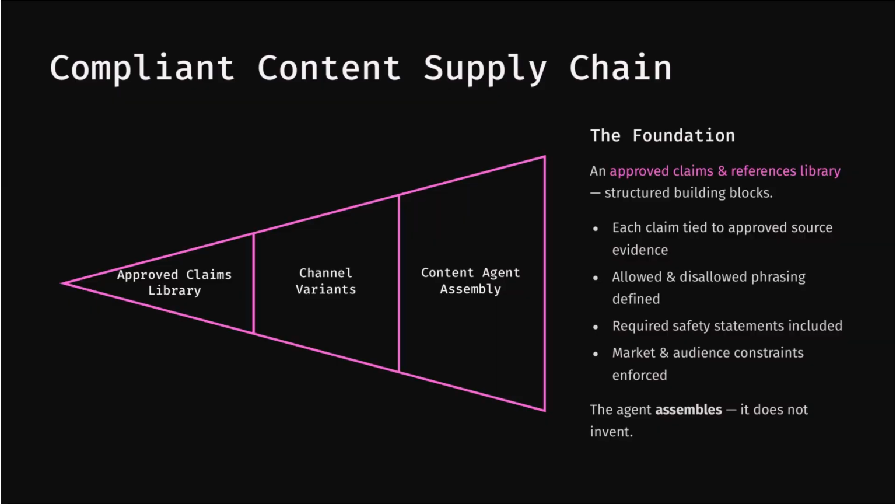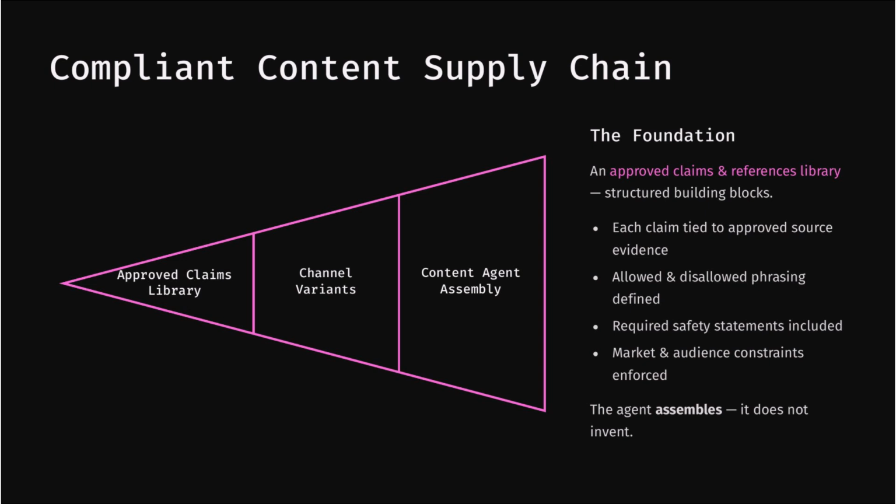An omnichannel content agent can help, but only if it is built on a compliant content supply chain. The heart of that supply chain is an approved claims and references library. Think of it as a structured set of building blocks. Each claim is tied to approved source evidence. Each has allowed and disallowed phrasing. Each has required safety statements. Each has market and audience constraints. Then the agent's job is not to write anything it wants.